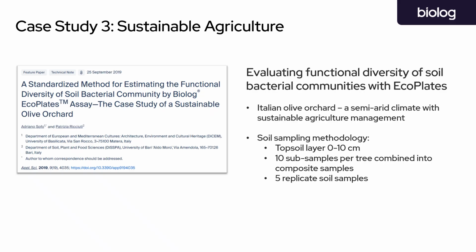The authors of this paper actually developed a metric called average well color development, and it is used to measure overall metabolic activity of a microbial community in soil. And we have incorporated this metric in our built-in analysis tool of our Odin instrument, and we'll talk about it more in detail in later slides. This is a very nice technical note that I always recommend to our customers so that they can start designing their own experiments.